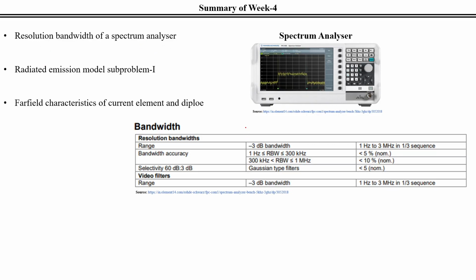This is a snapshot of a data sheet where they have mentioned the resolution bandwidth for this spectrum analyzer. Its range is given, and this bandwidth is the minus 3 dB bandwidth. Sometimes it's the 6 dB bandwidth. It is from 1 hertz to 3 megahertz in a 1-3 sequence. The resolution bandwidth of a spectrum analyzer is the width of the intermediate frequency filter, determining its ability to distinguish between closely spaced signals. So it's just one textbook definition.